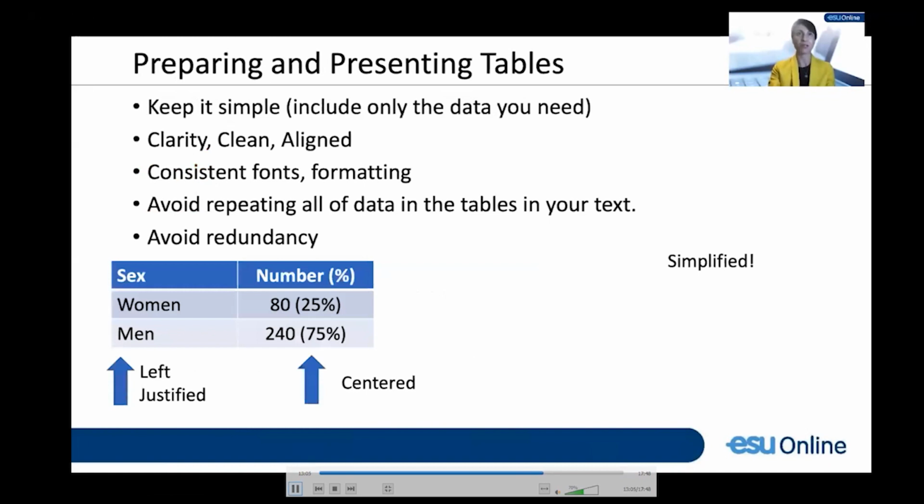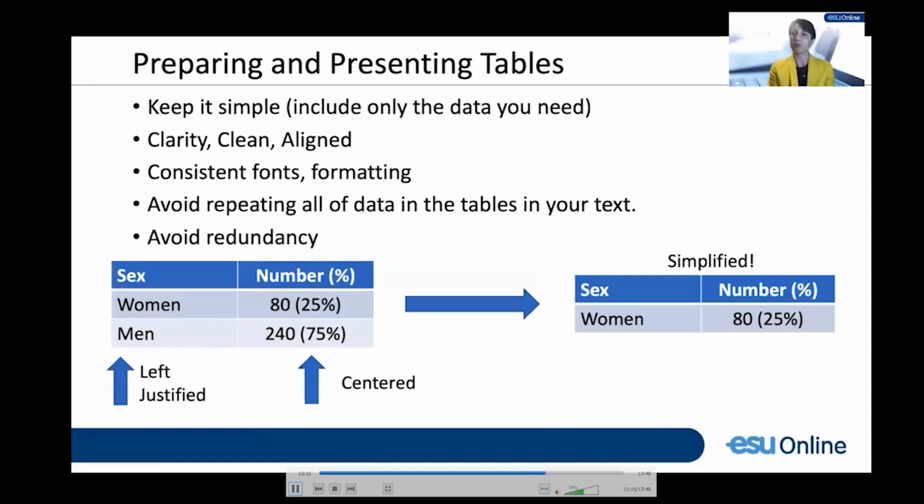Your tables similarly should be clean, clear, and aligned, simply presented with consistent fonts, avoiding redundancy. For example, if you have a binary variable, instead of presenting the proportions as you see here for men and women, you can simply report the proportion of women because you know that the men is the converse of that. So that limits the number of lines in your table and makes it a little bit easier. And you can see here how I've justified these different columns in a way that is visually pleasing and also a little bit easier to understand.